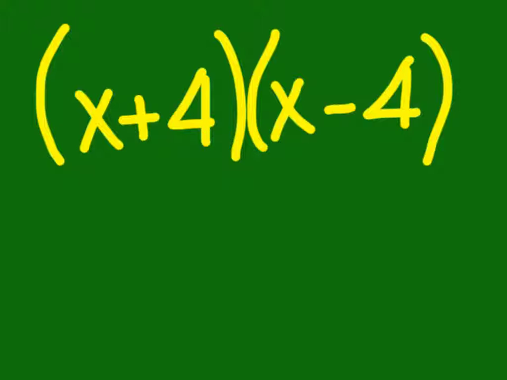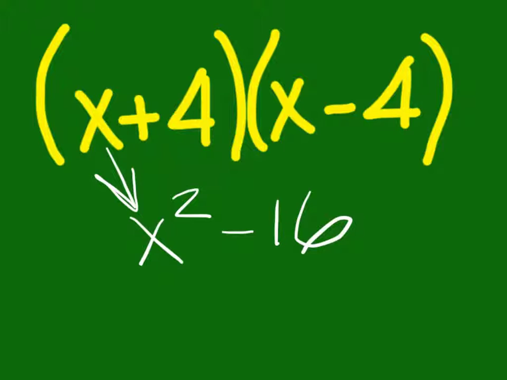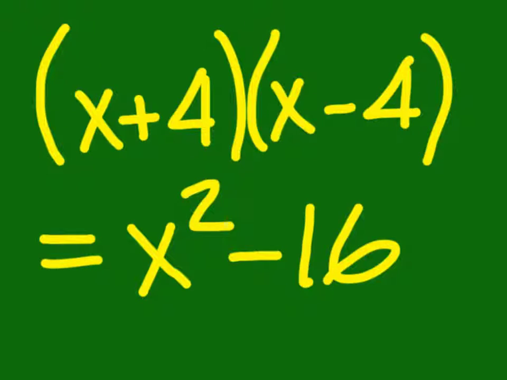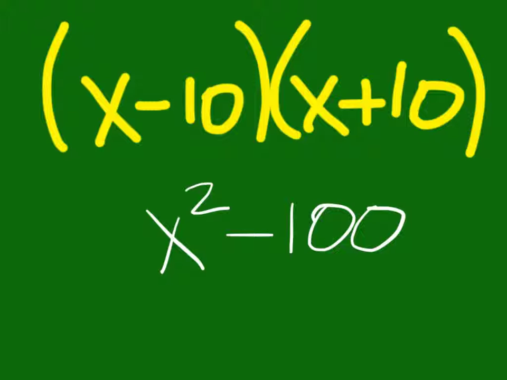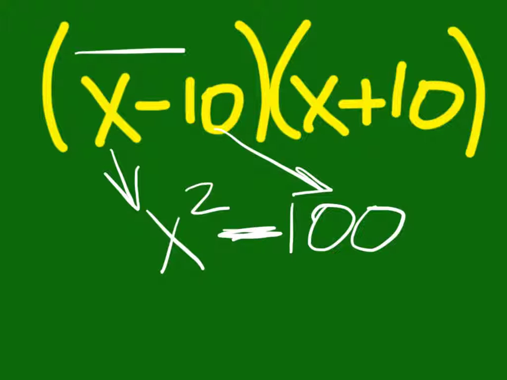What would this one be? X squared minus 16, because you square that one and you square this one and put a minus sign in between the two. What would this one be? It would be x squared minus 100. We're squaring this and this, put a minus sign in between the two. This only works when you have the same quantity except for the signs.